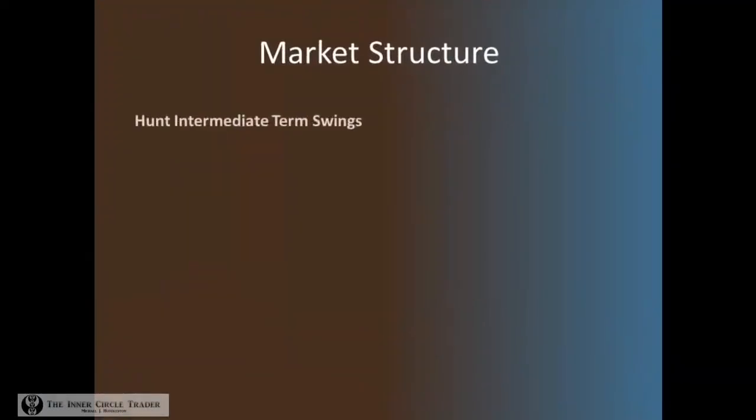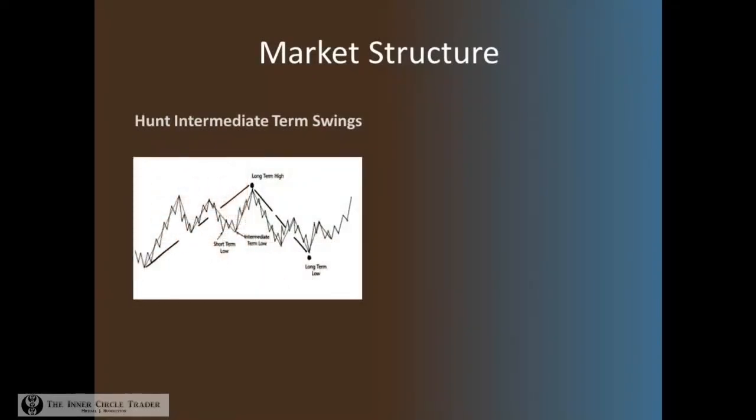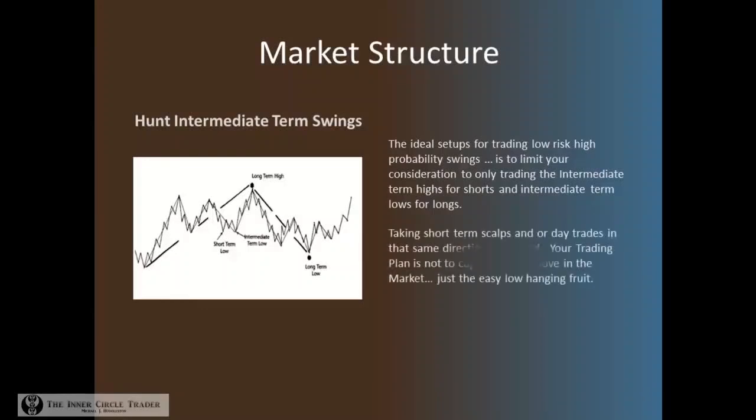Market structure. Hunt intermediate term price swings. If you find all of your trading occurring at long to intermediate term price swings, you're going to find that your trading is absolutely mind-blowing. The ideal setups for trading low risk, high probability swings is to limit your consideration to only trading the intermediate term highs for shorts and intermediate term lows for longs. Taking short-term scalps and/or day trades in the same direction is advised.